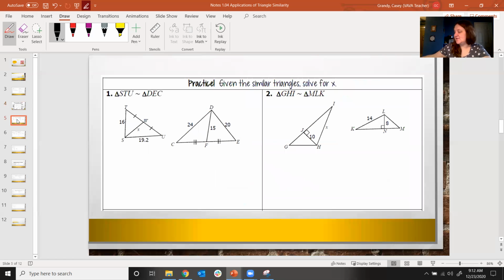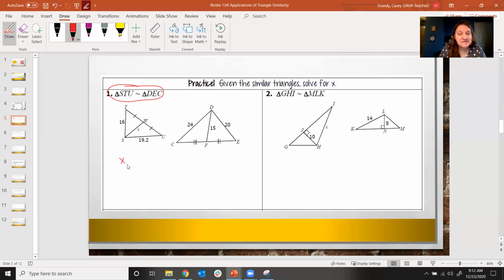So let's practice using those. We're going to set up our proportion and solve. One thing that is important is that these triangles are similar. If these triangles weren't similar, this wouldn't be helpful. But because it tells us that the triangles are similar, we can set up some proportions. In this example, we have medians because W is a midpoint of TU and W is connected to S. F is a midpoint of CE and F is connected to D. So I've got some medians, and the medians will be proportional.